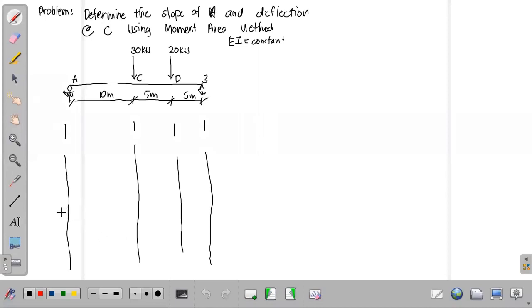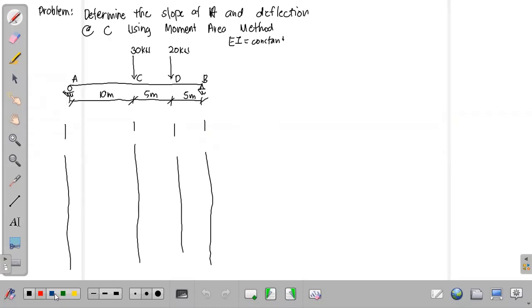Okay, so let's have another example. So the problem says that we have to determine the slope at A, and deflection at C using the moment area method, assuming our EI is constant. So first, we have to draw for our moment diagram, yung MEI diagram natin. Okay? So let's again use the relationship of load, shear, and moment to draw for our MEI diagram.